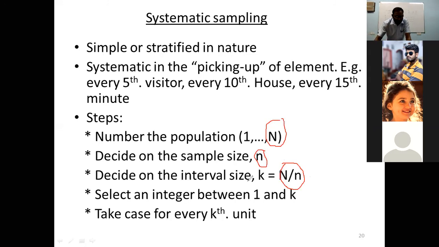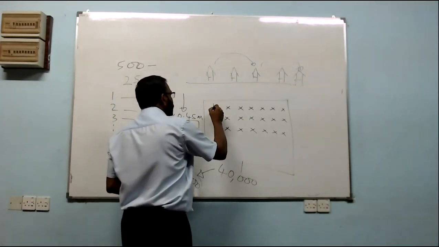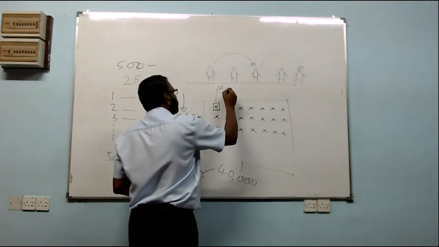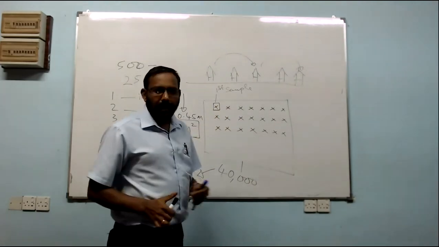So capital N divided by small n, how many plants can be skipped, right? That can be called K. So capital N divided by small n, that is again 200, isn't it? So that means in our example, if I select this as a first sample, that is the first sample. What about the second sample? After 200 plants, we can see.